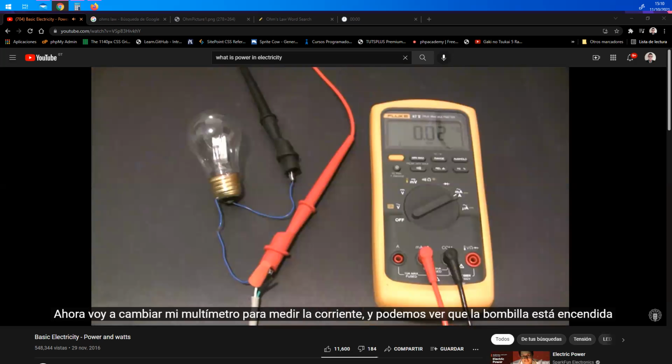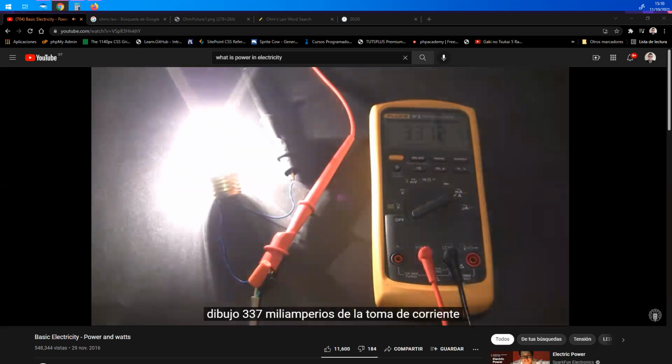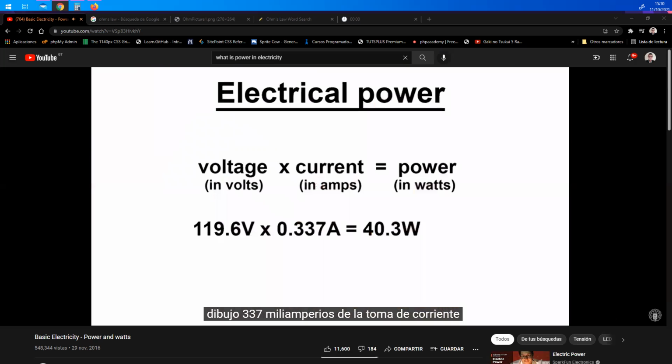Now I'm going to switch my multimeter to measure current, and we can see the light bulb is drawing 337 milliamps from the wall outlet. So 119 volts times 337 milliamps means that this 40-watt light bulb is actually drawing 40.3 watts. So it's converting 40.3 joules of energy into light and heat every second.